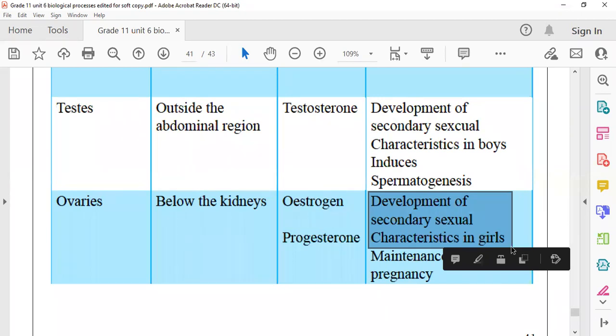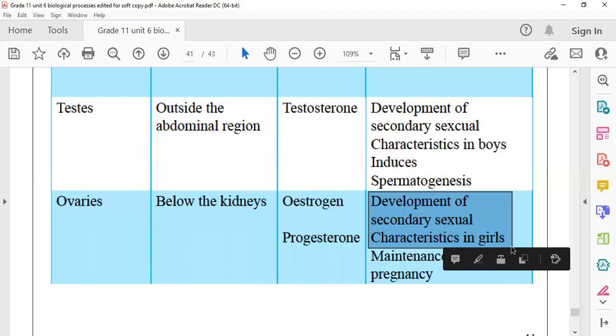Skin becoming soft, secondary sexual characteristic. Hairs are growing taller, secondary sexual characteristic. Mammary glands, breasts growing, secondary sexual characteristics. Like this, there are secondary sexual characteristics in the females also. Those secondary sexual characteristics are controlled by, developed by estrogen.